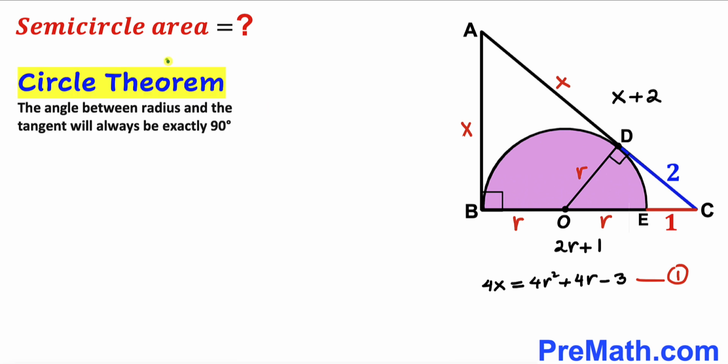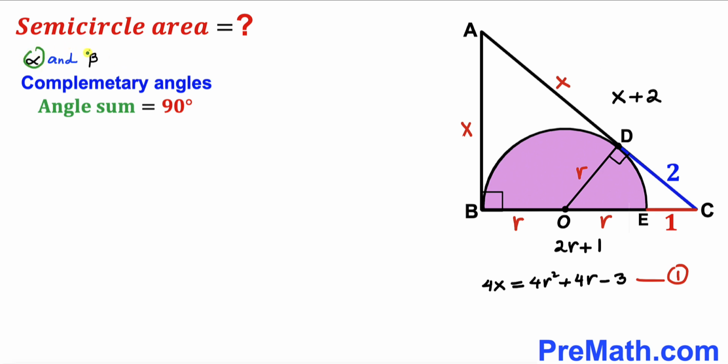Now let's recall the circle theorem. According to this theorem, the angle between the radius and the tangent line will always be 90 degrees. So no wonder this angle has got to be 90 degrees, since this is our radius and this is our tangent line. Now let's assume alpha and beta are our two complementary angles. In other words, the sum of these two angles, alpha plus beta, must be equal to 90 degrees. Let's assume that this is our angle alpha.